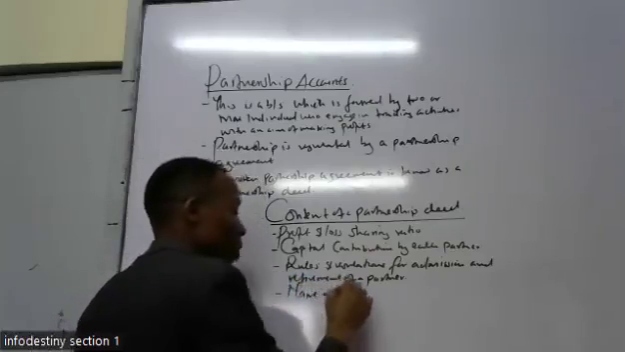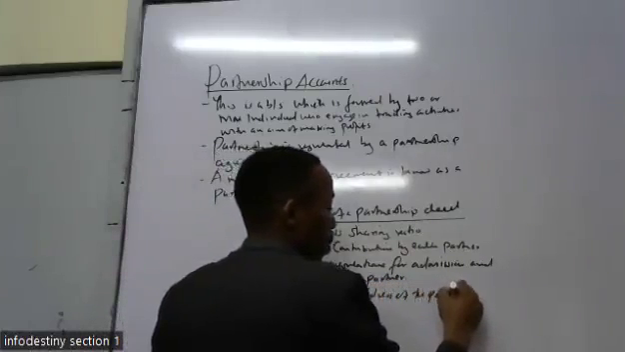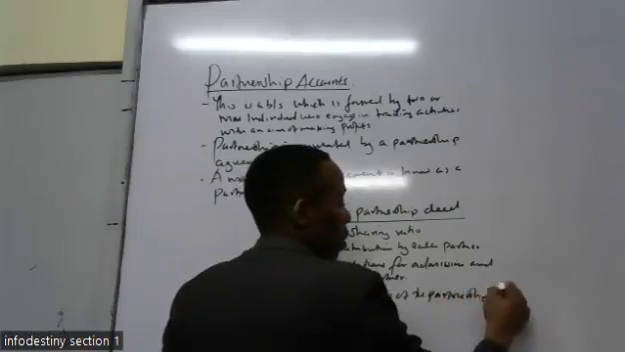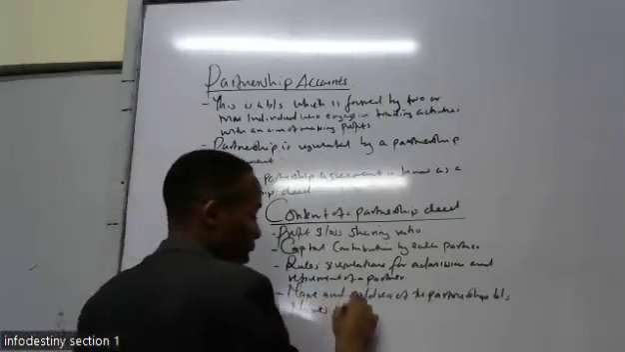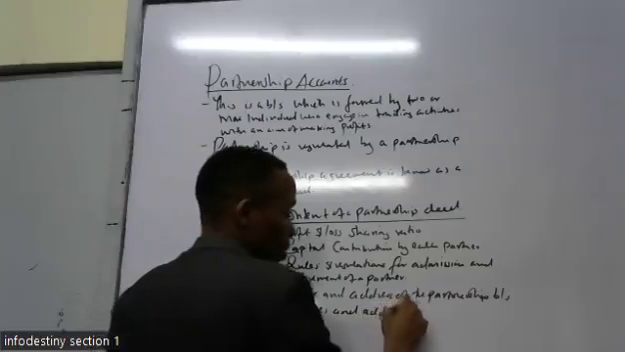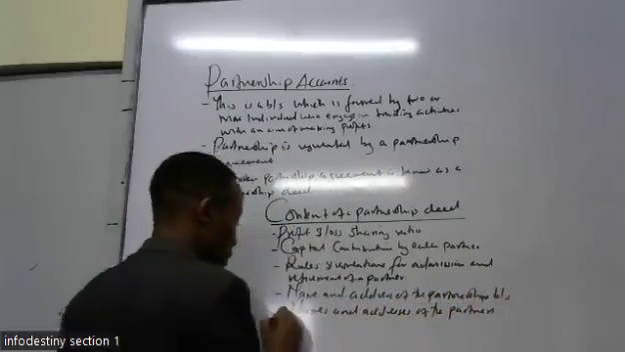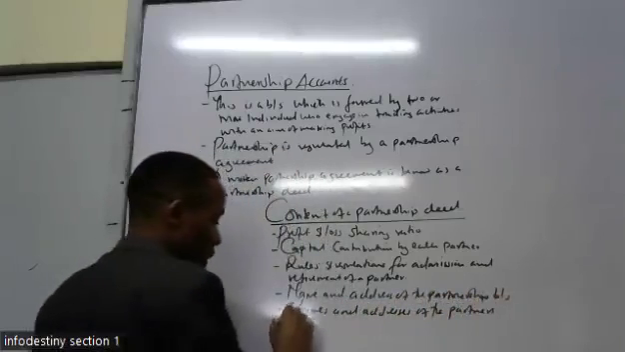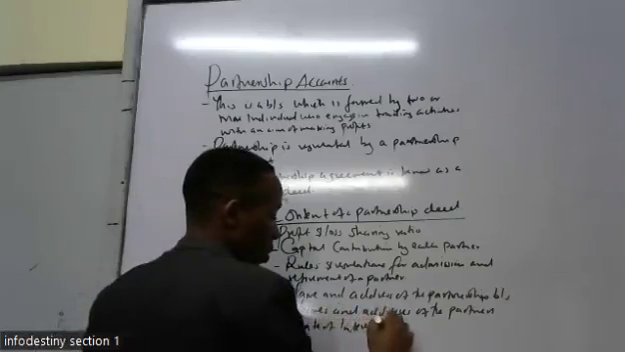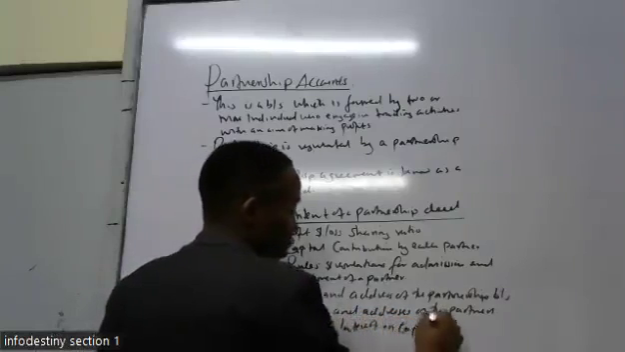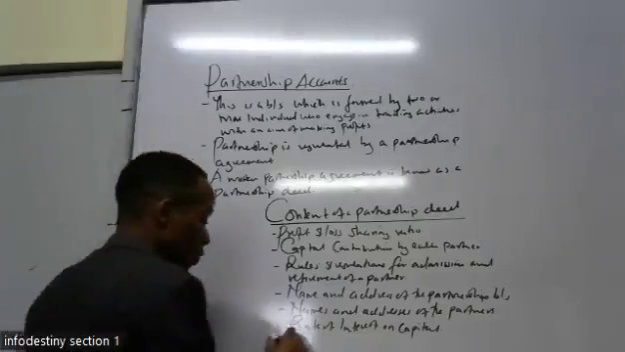Then another one we can have is the name and address of the partnership business. Another one is the names and addresses of the partners. You can also have another one, the rate of interest on capital.